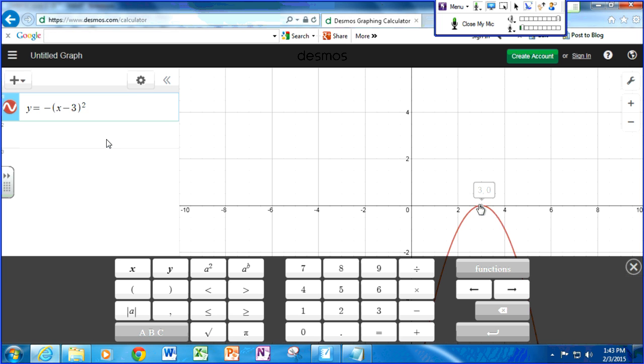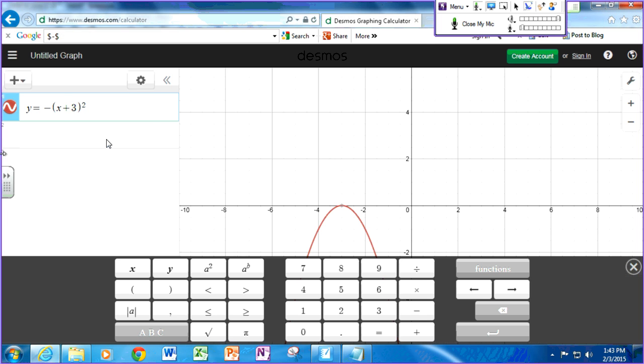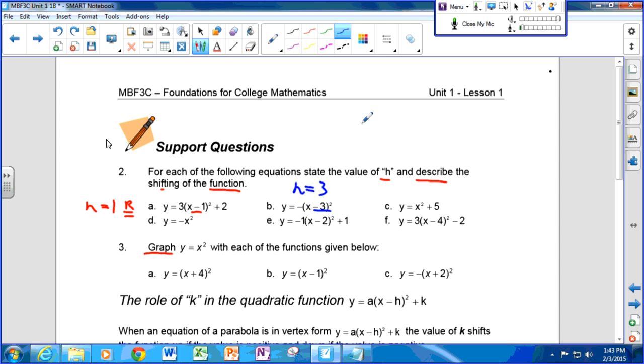If we made h negative, then this would evaluate to plus 3. I know, that seems backwards, doesn't it? And it would then shift it to the left. And the reason for that isn't that you have a plus sign here. The reason for that is that this means that the h is negative. Okay. Did I answer your question? Let me know if I didn't, or if I did.